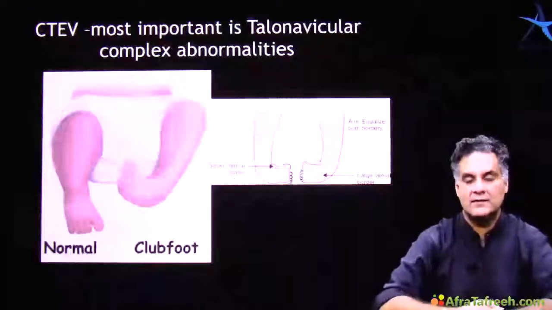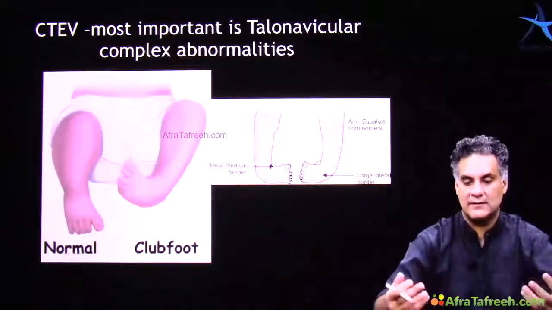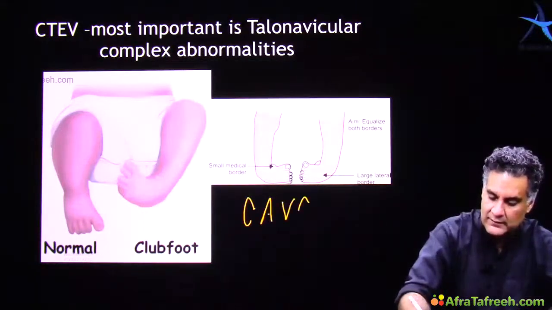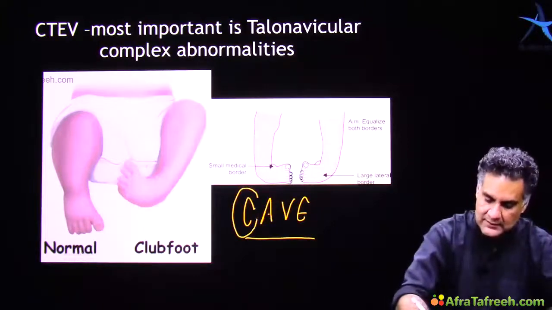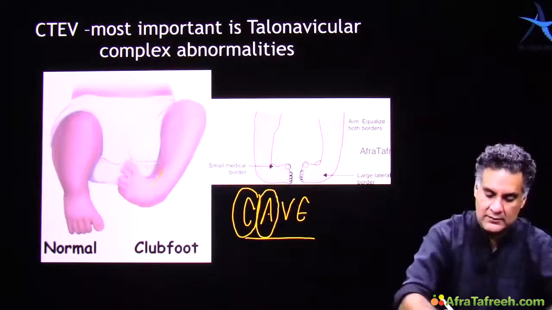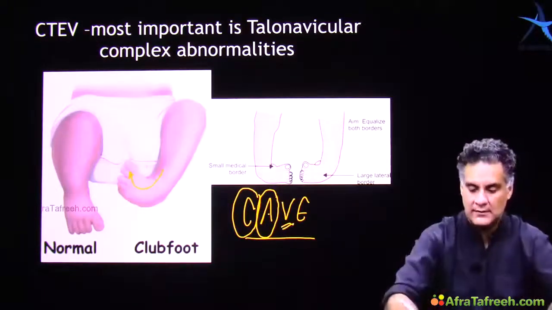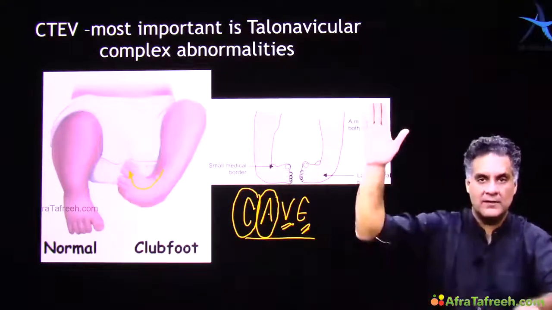And then CTEV, one of the very common congenital anomalies in India. Congenital talipes equinovarus. It combines 4 things together, remembered by the mnemonic CAVE. Cavus, increased plantar arch. Adduction, medial deviation of the foot. Varus, there is inversion of the subtalar joint. And equinus, plantar flexion.